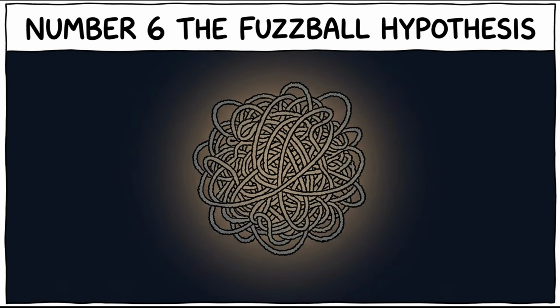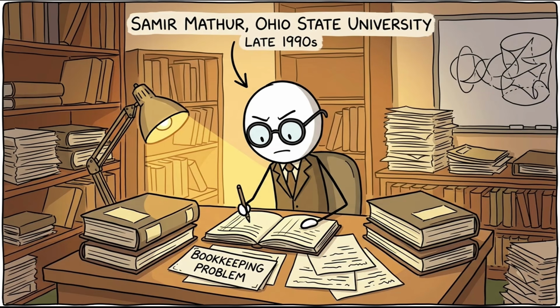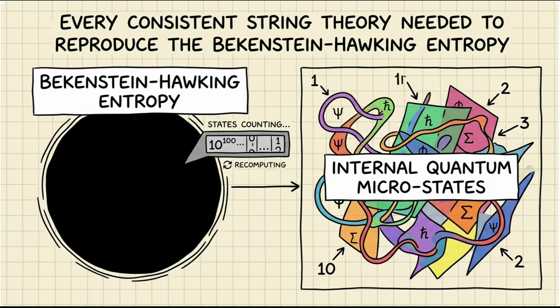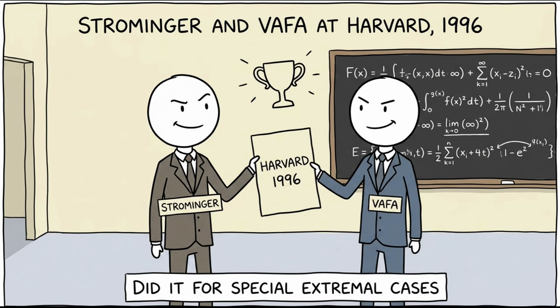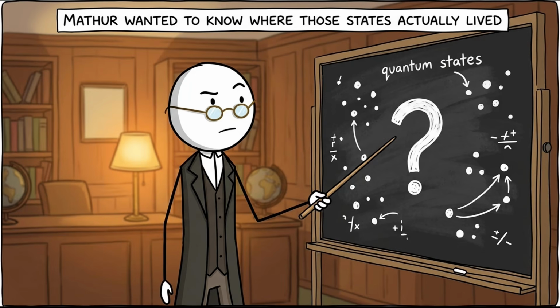Number 6, the Fuzzball Hypothesis. In the late 1990s, Samir Mathur at Ohio State University was working on a bookkeeping problem in string theory. Every consistent string theory needed to reproduce the Bekenstein-Hawking entropy of a black hole by counting its internal quantum states. Andrew Strominger and Cumrun Vafa at Harvard had done it in 1996 for special extremal cases. Mathur wanted to know where those states actually lived.